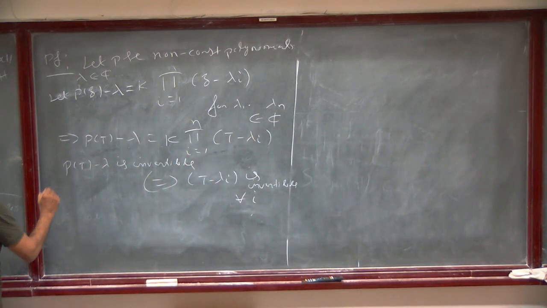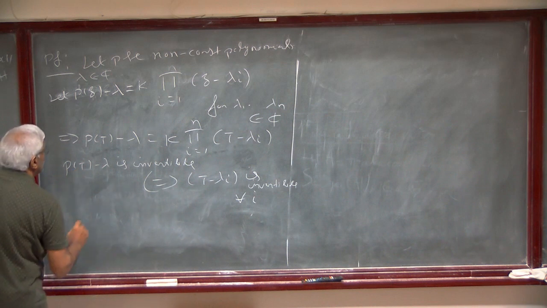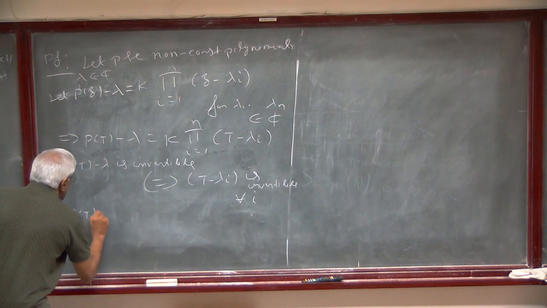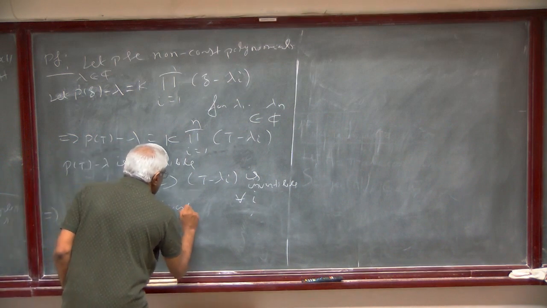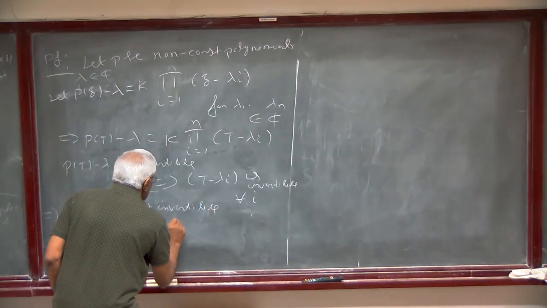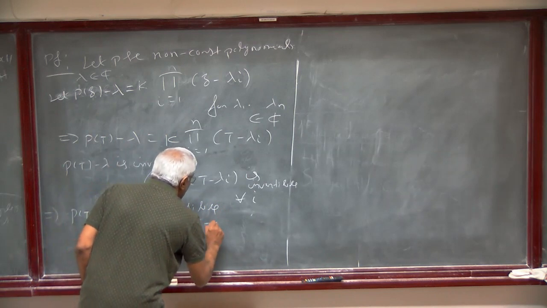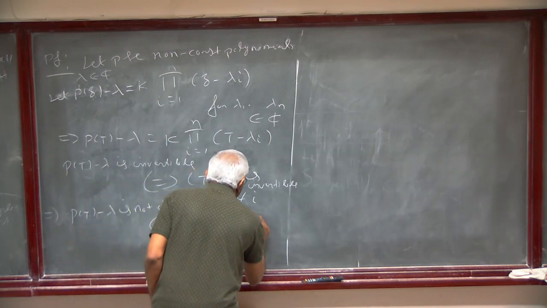So these two equations imply that P of T minus lambda is not invertible is equivalent to T minus lambda i I being not invertible for some i.